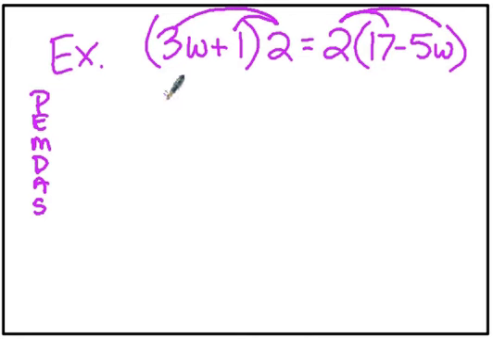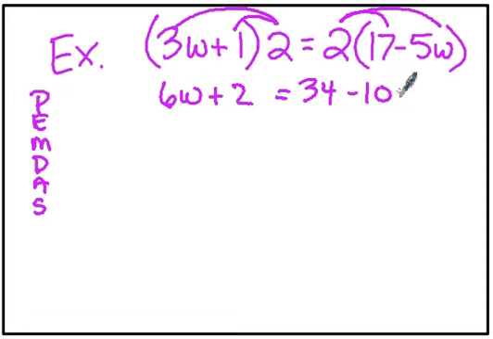So when you distribute, you get 6w plus 2 equals 2 times 17 is 34, and 2 times negative 5 is negative 10 with a w. Okay, so we've got the simplified part. We've already distributed. We got rid of the parentheses. There's nothing to add or subtract on either side. There's no like terms, and there's no exponents to deal with. No multiplication we can do on each side.